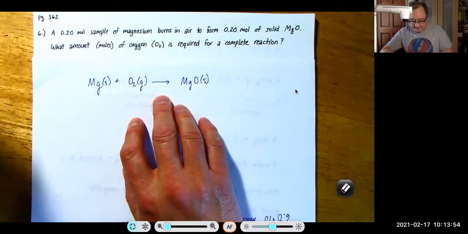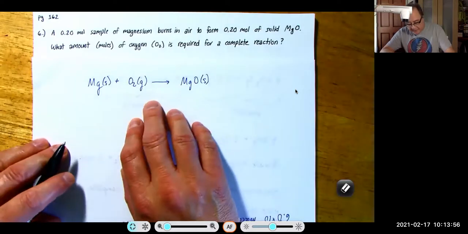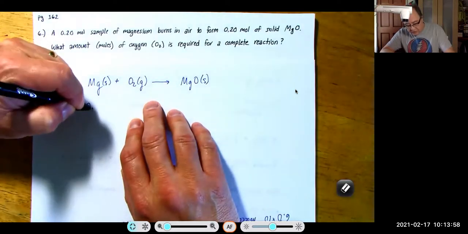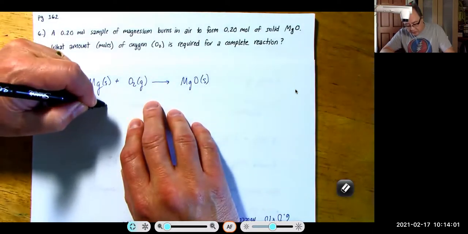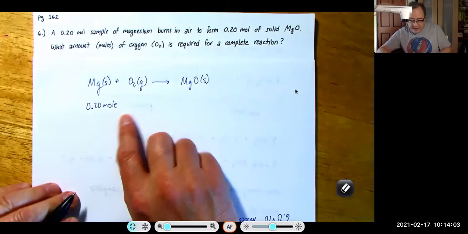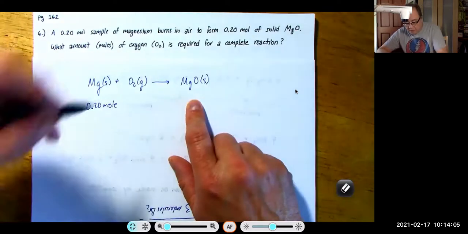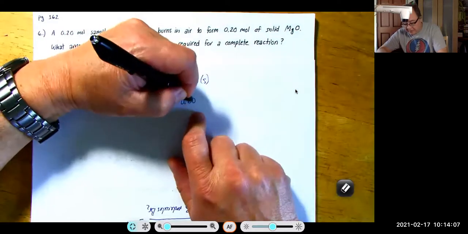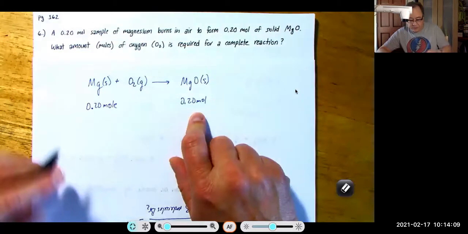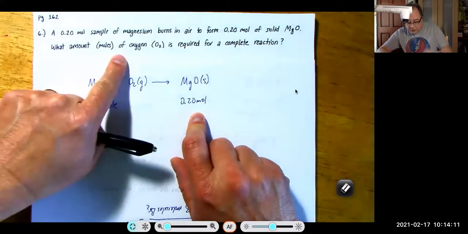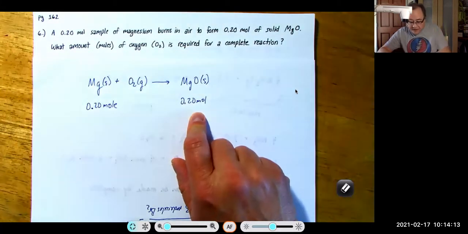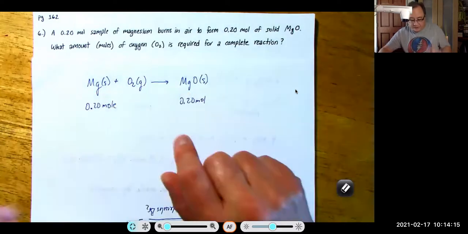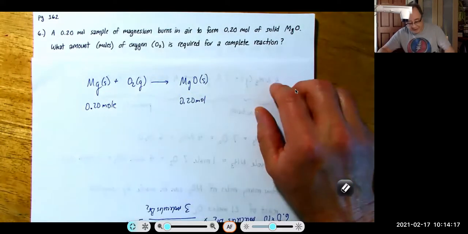Okay, now if we start off with 0.20 mole and they form 0.20 mole here, what amount of moles in O2 is required? Now this is not balanced. So this is the first problem where we have to balance.